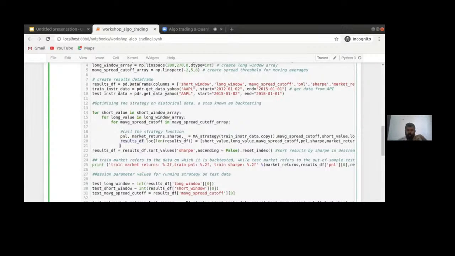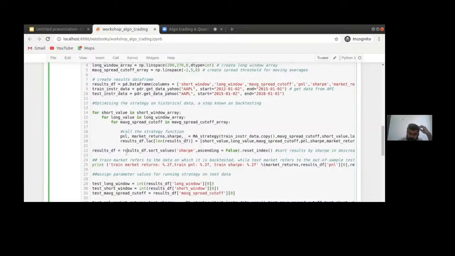Yeah, so once this runs, I sort the data frame by Sharpe ratio. As I discussed before, Sharpe ratio is basically the mean of PNL divided by the standard deviation of PNL. You can think about why I have sorted it by Sharpe. Basically, the idea in the trading world is to have as high a Sharpe as possible, because that gives you more confidence in your strategy.